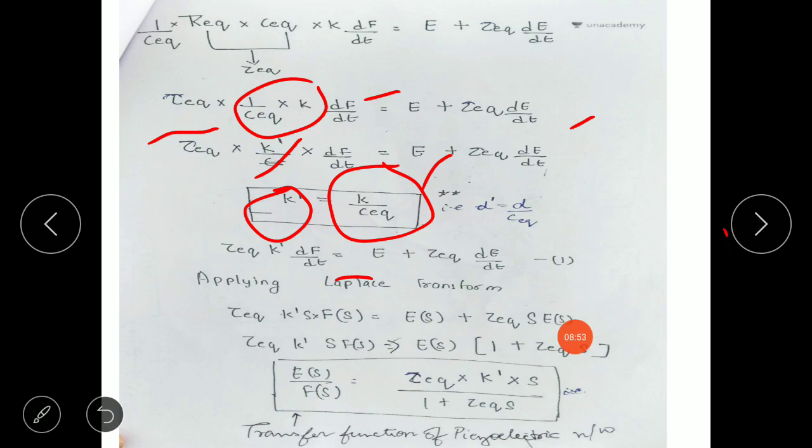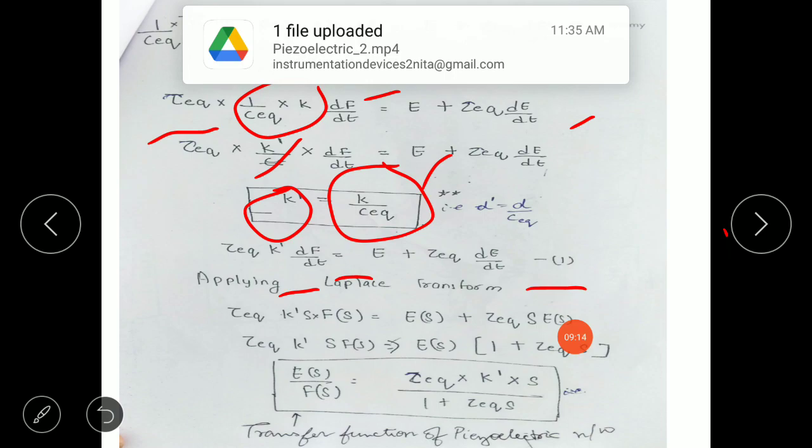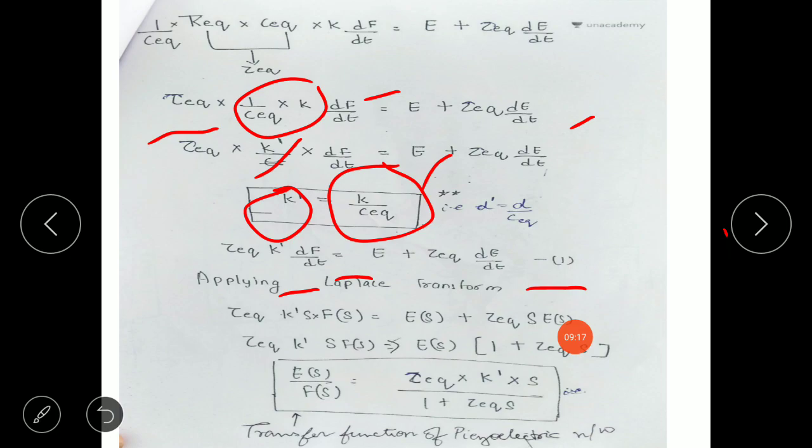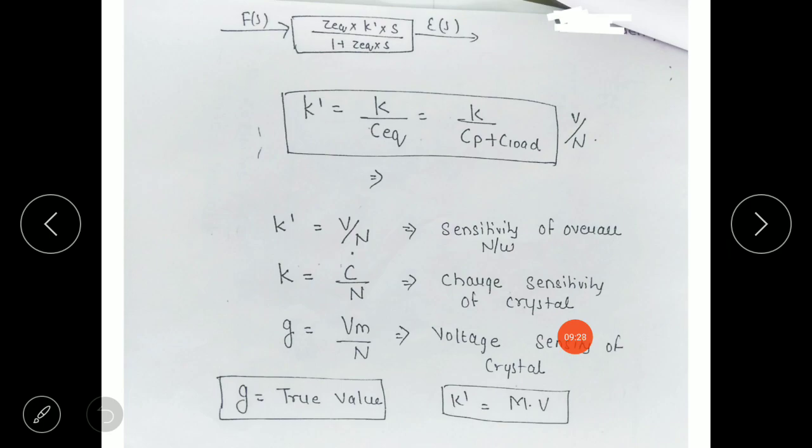Now we'll apply the Laplace transform because we need to find the transfer function of this piezoelectric network. So applying the Laplace transform, it is equal to tau equivalent into K dash into S into F(s) is equal to E(s) plus tau equivalent into S E(s). Now we'll take E(s) by F(s), which will come out to be tau equivalent into K dash into S divided by 1 plus tau equivalent into S. So this is the transfer function of the piezoelectric network, the network which has the piezoelectric crystal, the cable and the amplifier.